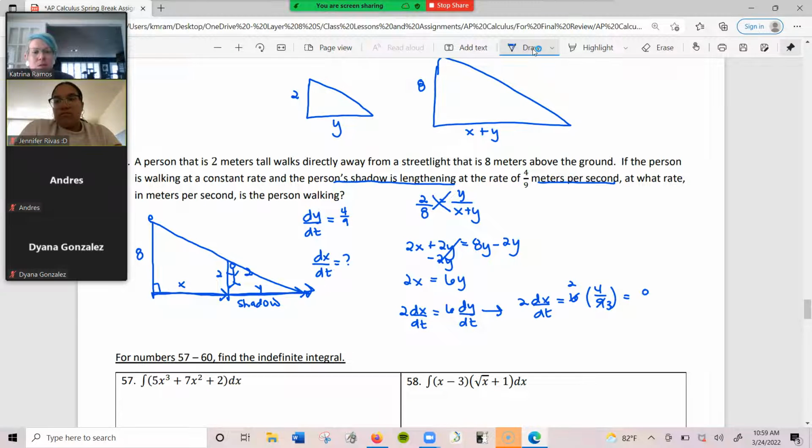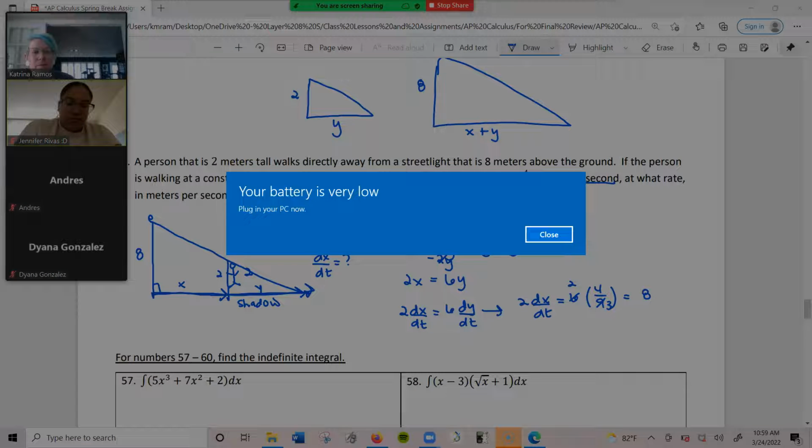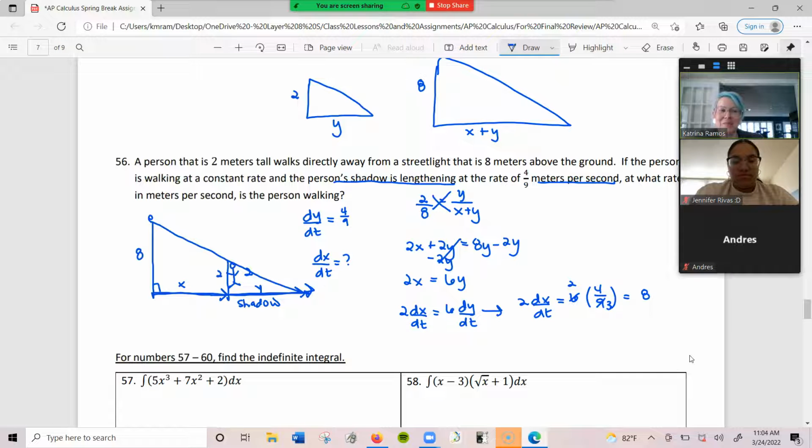So this equals 8 over, oh my God. Okay, what did we leave off? Oh, here we simplified. Okay, yeah, so then 2 times 4 is 8 over 3. And then to solve for dx/dt, which is what I need, we would divide everything by 2. So divide by 2 here. And then dividing by 2 is multiplying by 1/2.